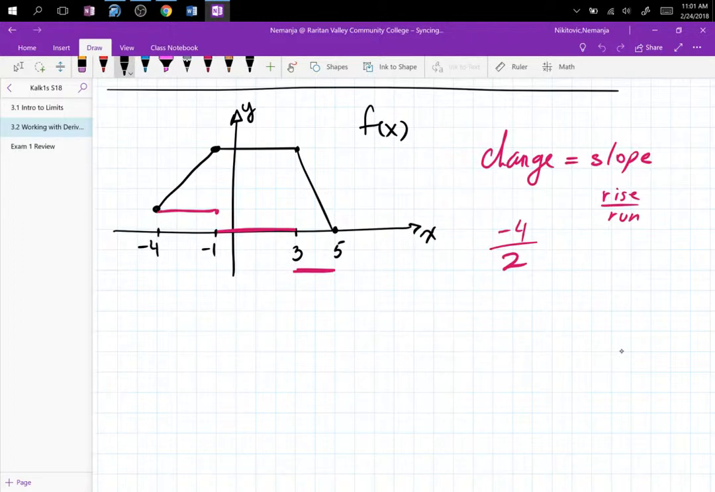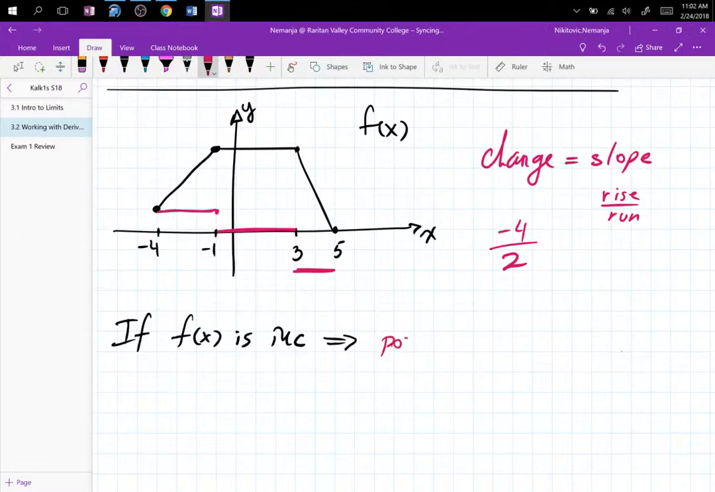So if f of x is increasing, that means positive slope, which is equal to f prime of x, the derivative, being bigger than 0, so you draw above the x-axis. Next one.